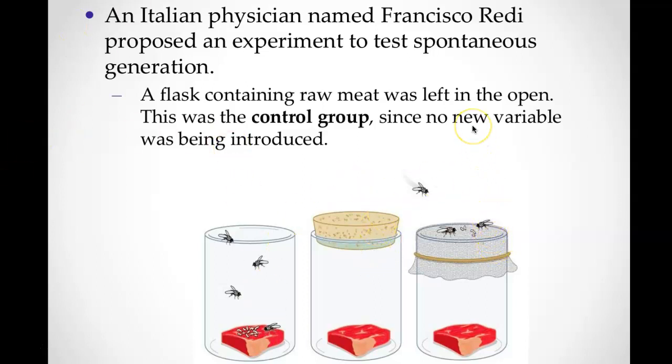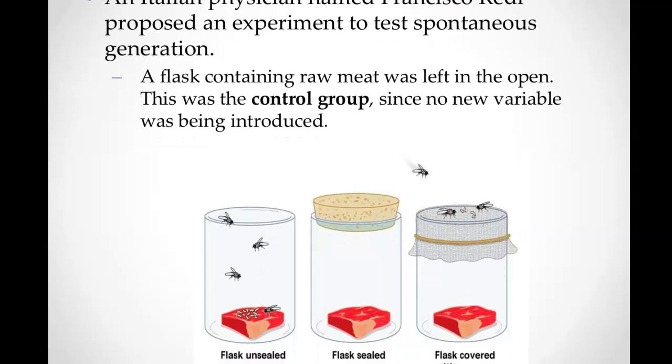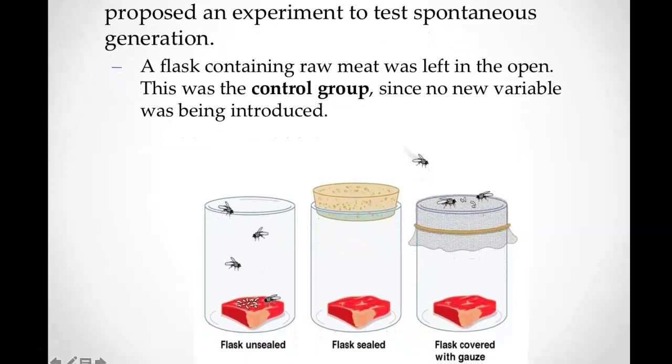All right, so he put a piece of meat. So remember, he is trying to see if life can spontaneously arise from dead flesh. So he put this nice, delicious looking juicy steak right here. This was the control group.